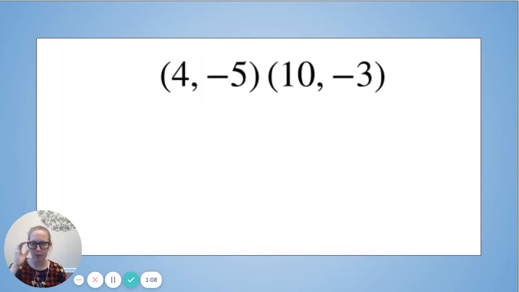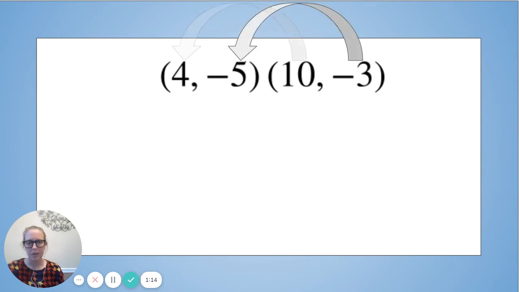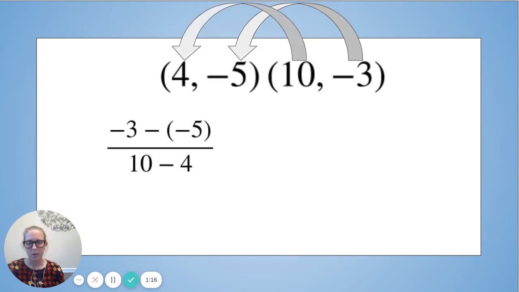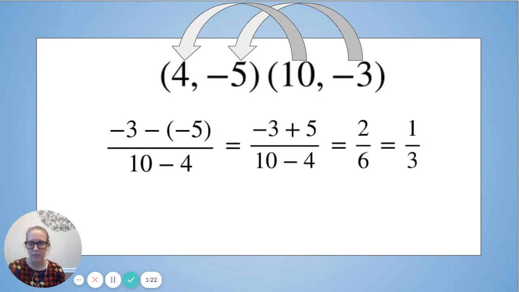Okay, in our next example, we have 4, negative 5, 10, negative 3. So I'm going to say negative 3 minus negative 5 over 10 minus 4. Okay, and I'm going to change that minus and negative to a plus. Then I'm going to subtract, which gives me 2 over 6, and 2 and 6 are both even, so I know they divide by 2, which can be reduced to 1/3.